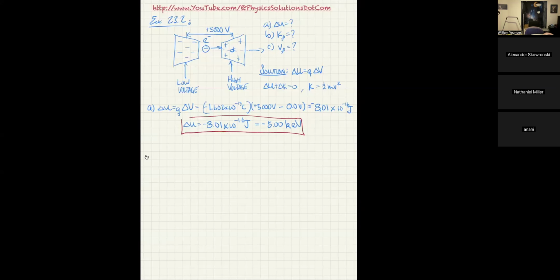Okay. Now B, they want to know what is the final kinetic energy. So we know delta U plus delta K is equal to zero.